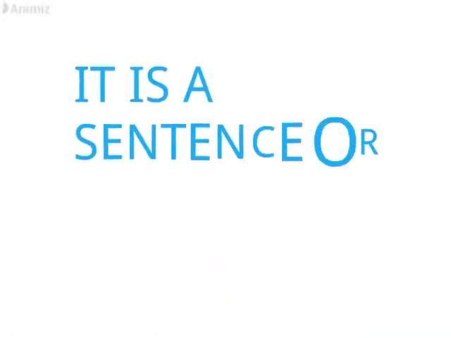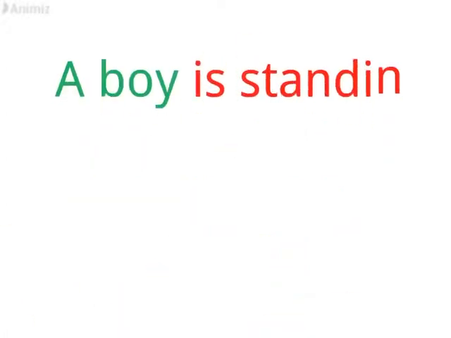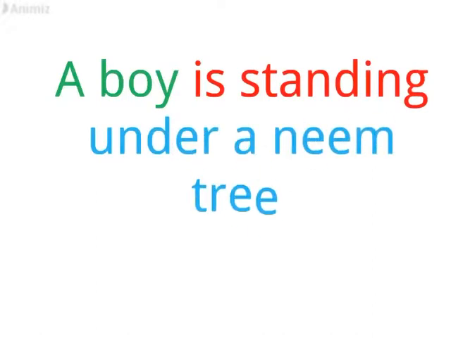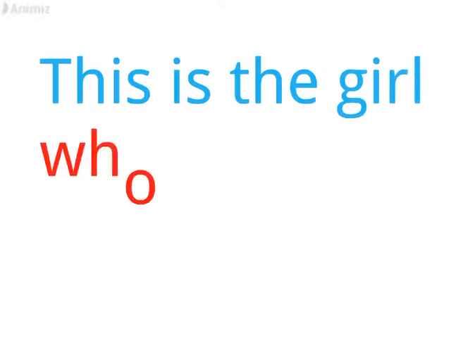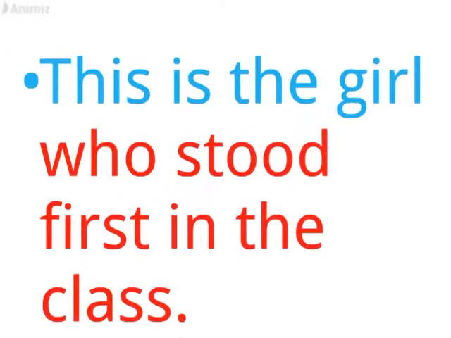It is a sentence or a part of a sentence. There are two conditions there. Either it is a sentence or a part of a sentence. In a simple sentence like this, a boy is standing under a neem tree, boy is the subject and is standing is the verb. Now this is a simple sentence. Now in this complex sentence, this is the girl who stood first in the class.